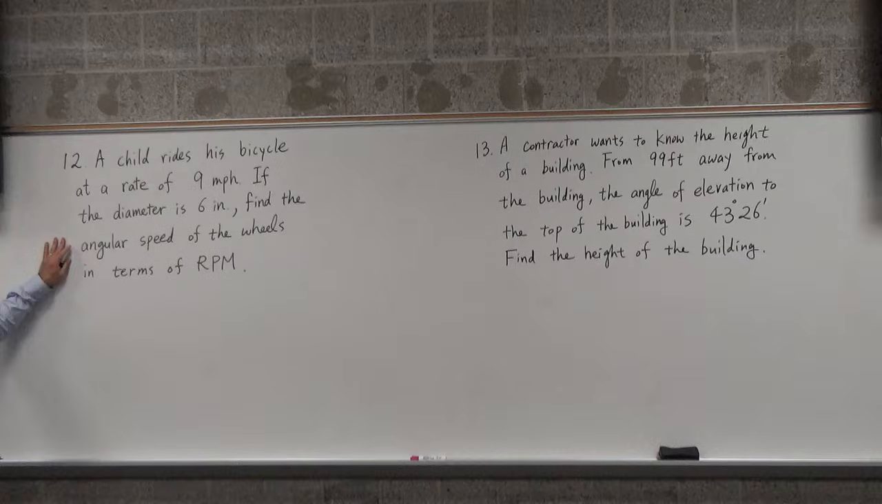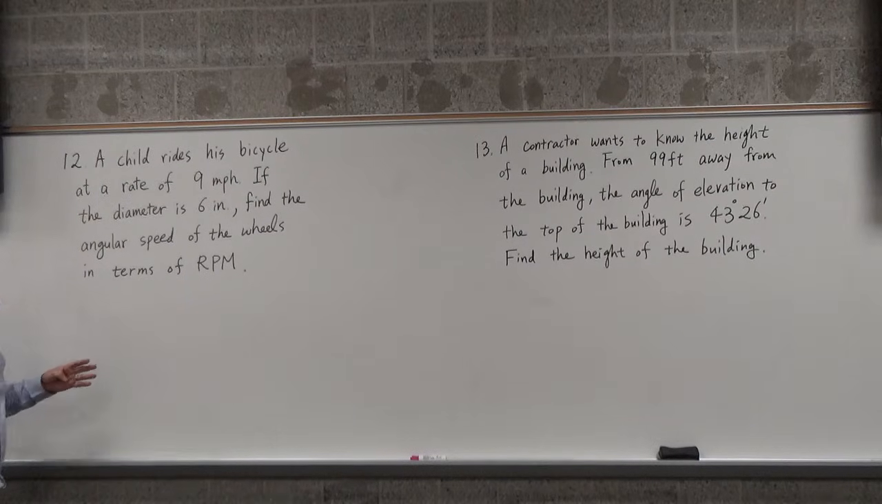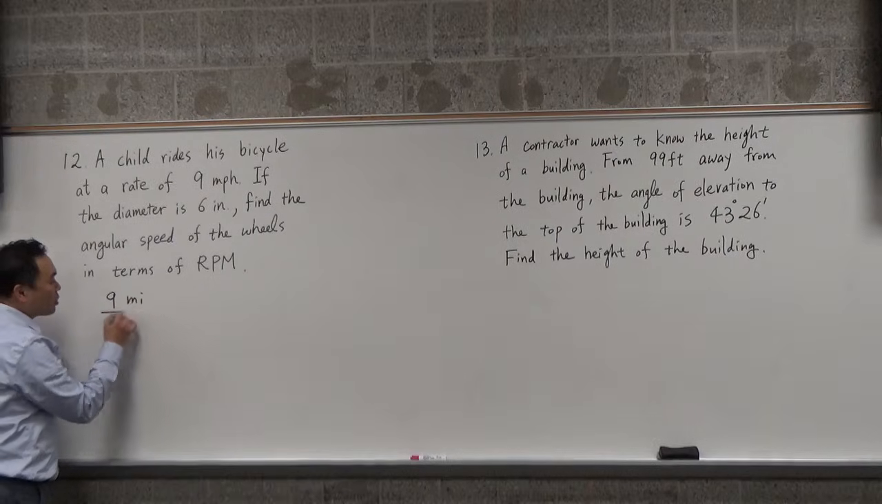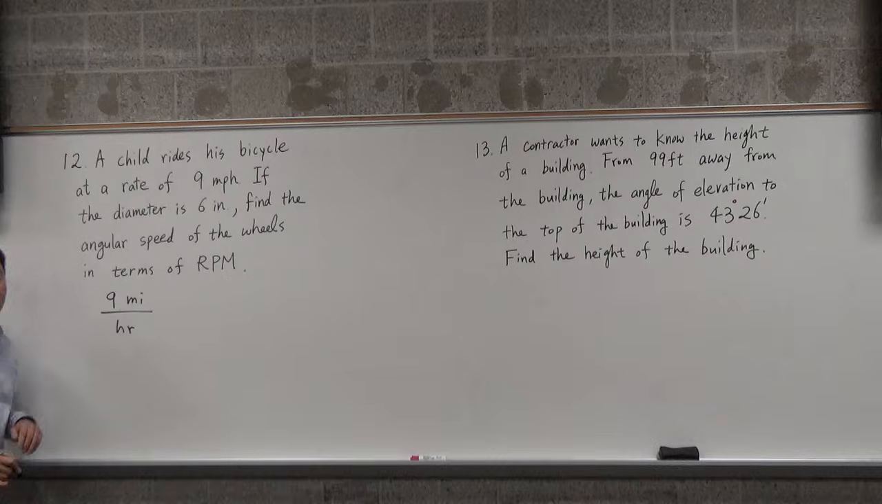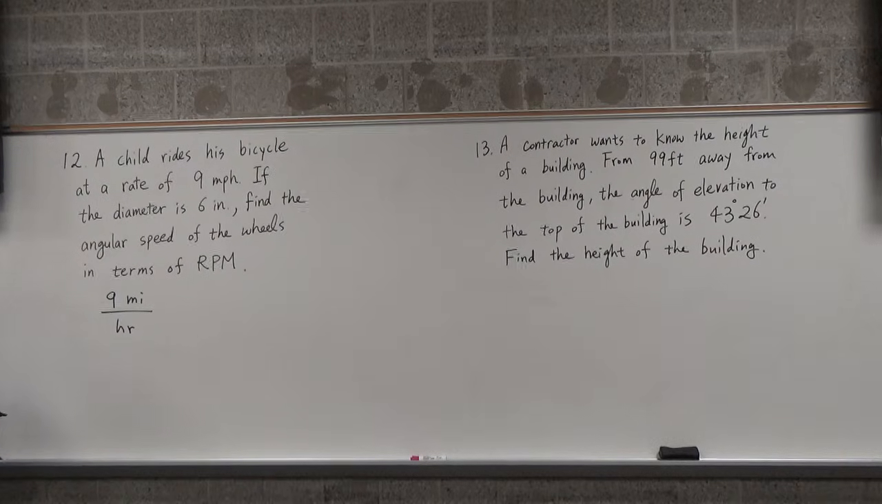A child rides his bicycle at the rate of 9 miles per hour. If the diameter is 6 inches, find the angular speed of the wheels in terms of revolutions per minute. Okay. All right, so let's try to decipher this by thinking about the units involved here. So first, 9 miles per hour is what you're given, right? So the miles is the unit for length, and hours is a unit for time, right? So let's try to think about that.